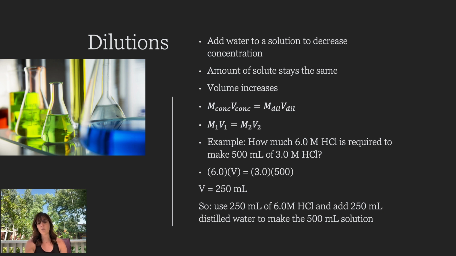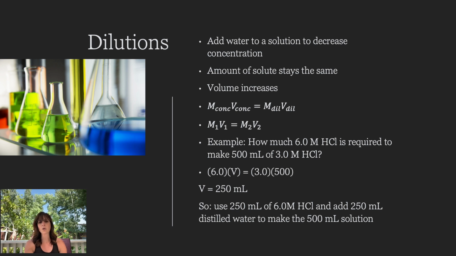I like to use the M1V1 equation. Your book changes the subscripts. They call it the concentrated molarity and the concentrated volume versus the diluted volume and molarity. It doesn't matter. Quick example, how much 6 molar HCl is required to make 500 milliliters of a 3 molar HCl solution? So plug in your numbers.